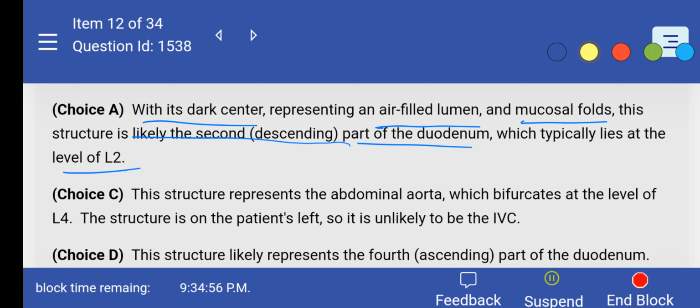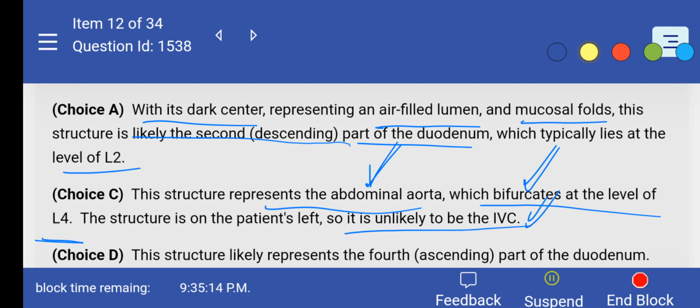Why not option C? The structure represents the abdominal aorta, which is on the left side and bifurcates at the level of L4. The structure is on the patient's left, so it is unlikely to be the inferior vena cava, because the inferior vena cava is on the right side and drains into the right atrium.